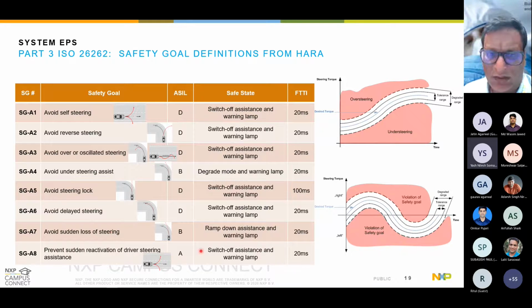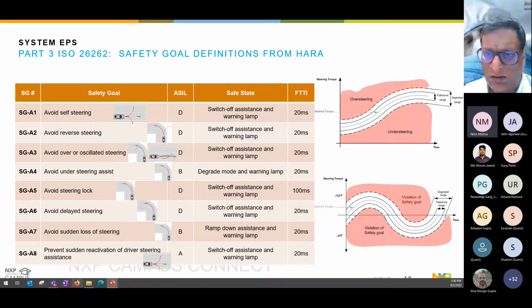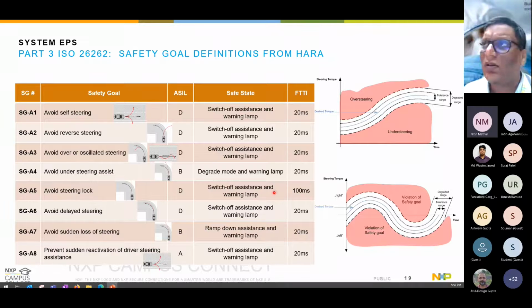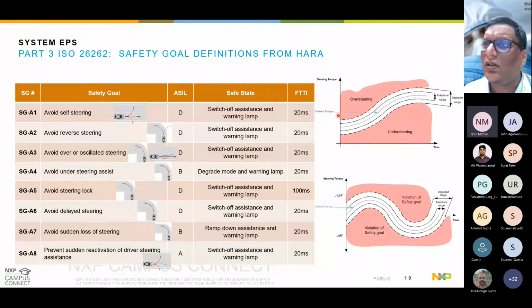Aarul, I have a basic question: how do we decide this FTTI as 20 milliseconds? Are there any parameters or dependency on what kind of design it is? How do we decide this interval time, FTTI? Right, so it is based on experience and basically based on the conditions in which you have analyzed this hazard.